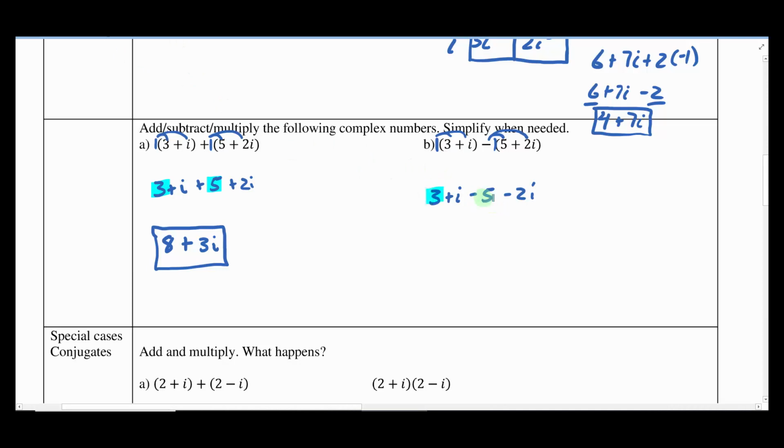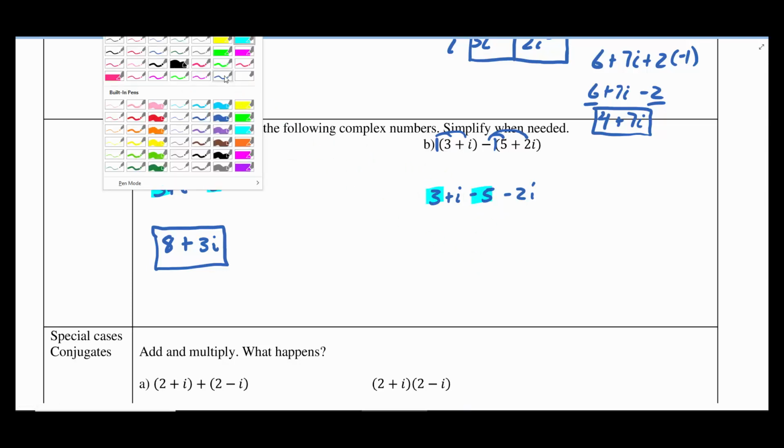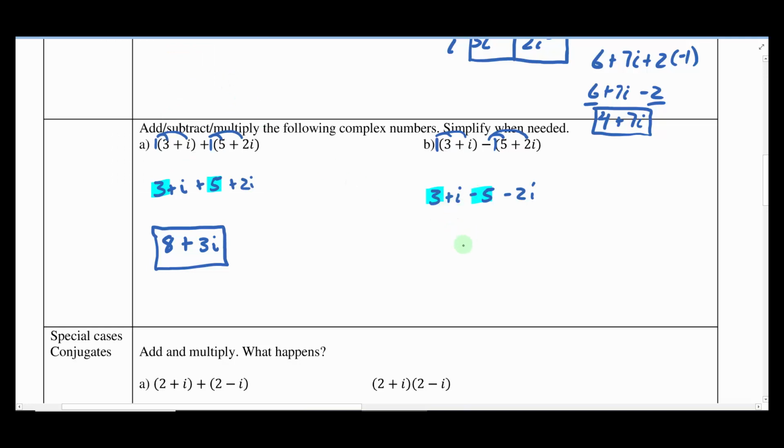All right, so now I'm going to go here. There's my like terms, right? 3 and -5, and when we add 3 and -5 together, we get a -2, and then we have i minus 2i, which is -i. There's our final sum, right? So -2 minus i is our final answer for that one.